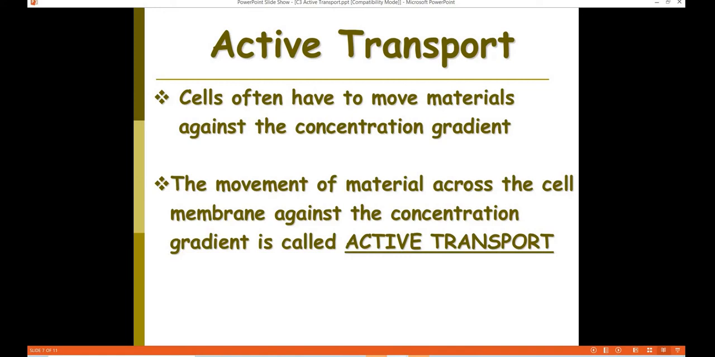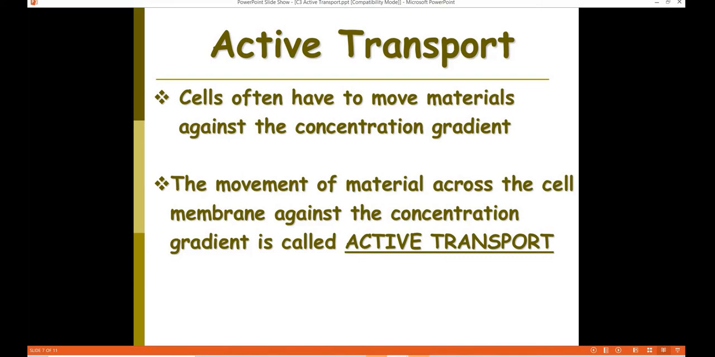So let's also look at the information given in your textbook on page number 35. There are many occasions when cells need to take in substances which are only present in small quantities around them. So root hair cells in plants, for example, take in nitrate ions from the soil. Very often the concentration of nitrate ions inside the root hair cell is higher than the concentration in the soil. So the diffusion gradient for the nitrate ions is out of the root hair and into the soil.